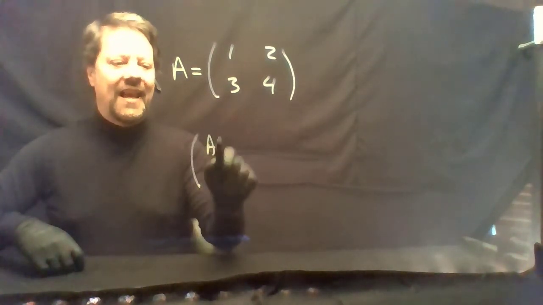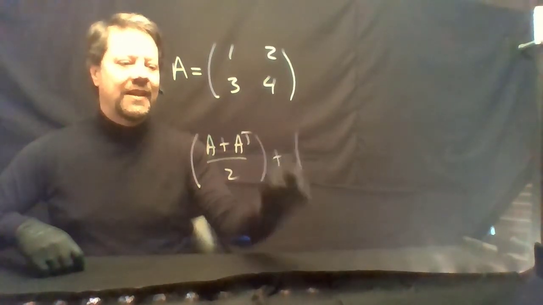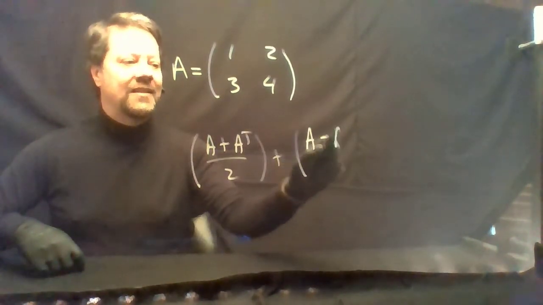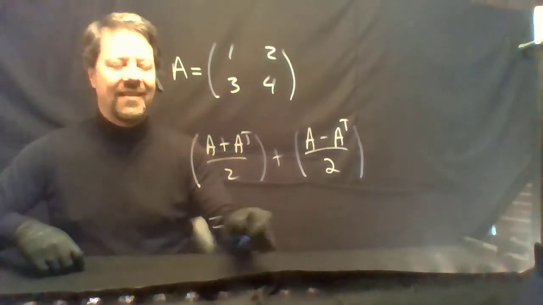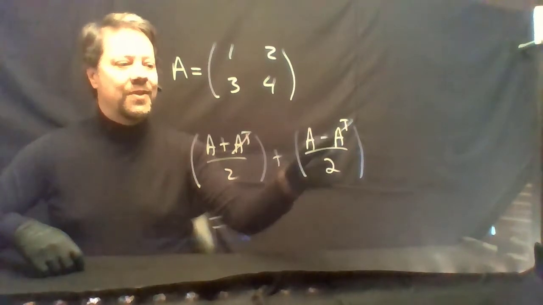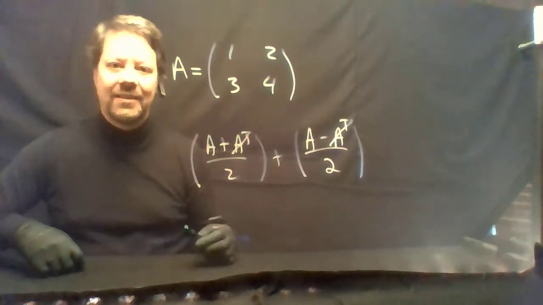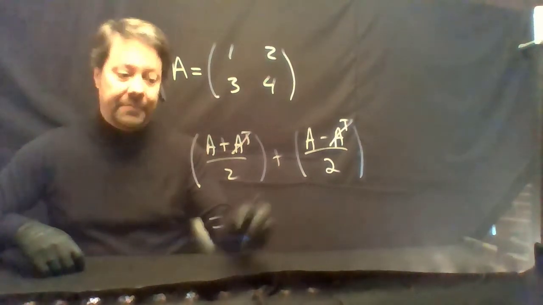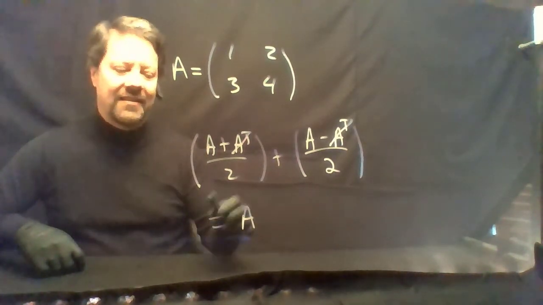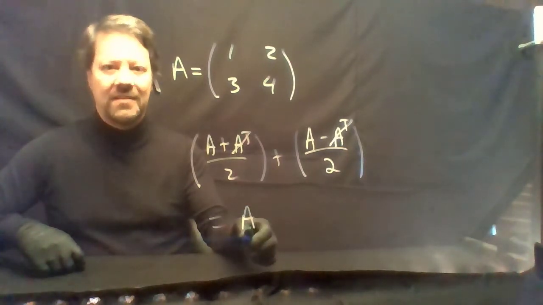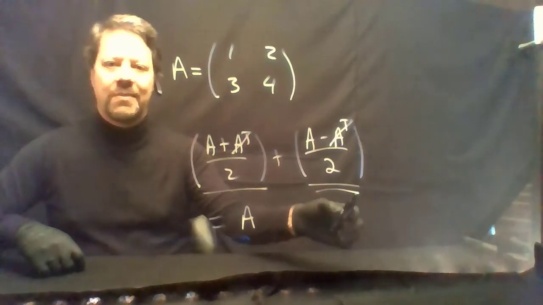If I take (A plus A transpose) over 2 and add that to (A minus A transpose) over 2, the A transposes will cancel, and I'll have half of A plus half of A. Well, half of them plus half of them gives you a whole of them. That means every matrix A that is square can be decomposed into a symmetric and a skew symmetric part.